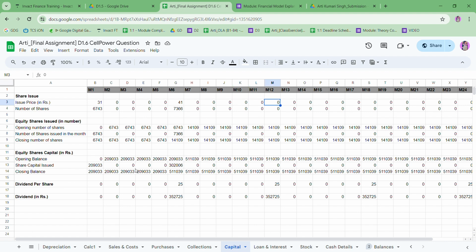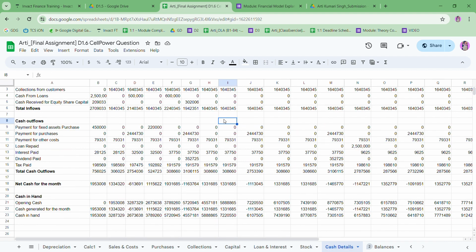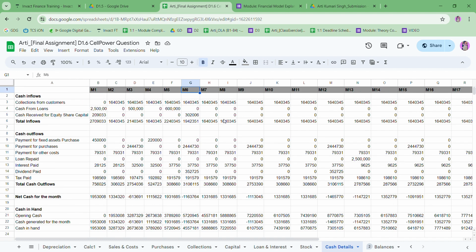We can show the information with respect to respective months. If in month 19 an issue has been done, we can show it here, and the respective changes will be shown here, as well as in the balances and cash details too. So all this for CellPower question. Thank you so much.